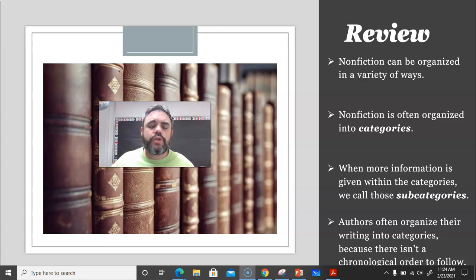All right? So today, during your independent reading, I'm going to encourage you guys to be on the lookout to see exactly how your nonfiction texts are organized. Is it organized like yesterday's lesson in chronological order, or is it organized in categories, in different groups according to some common trait? All right.